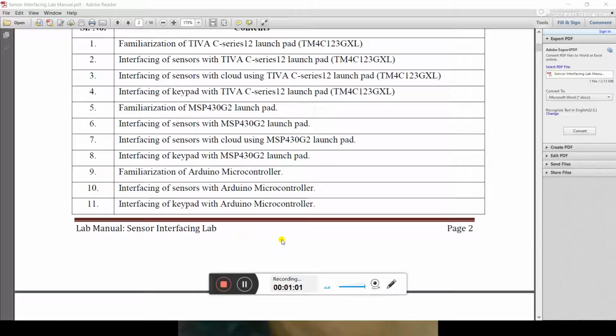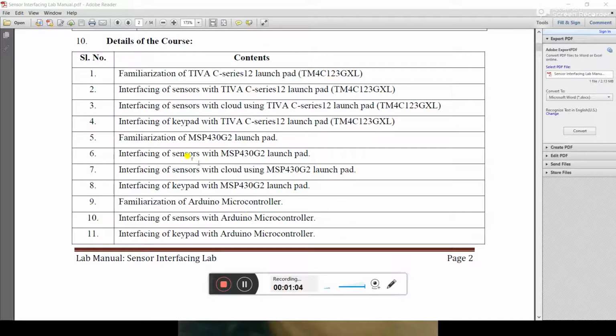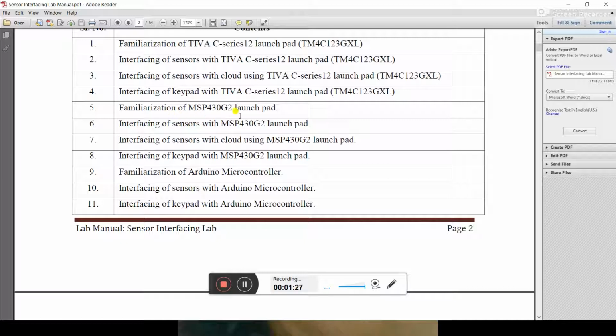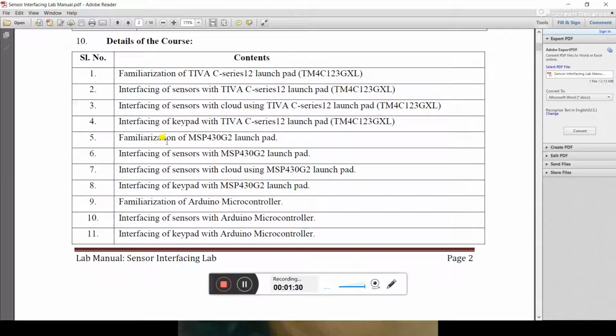I will leave one experiment, which is experiment number 7, the interfacing of sensors with cloud using the MSP430G2 LaunchPad. I will leave this experiment, and the rest of the experiments we will cover in the lab. I have already covered experiments number 1 to 5 in the last labs.